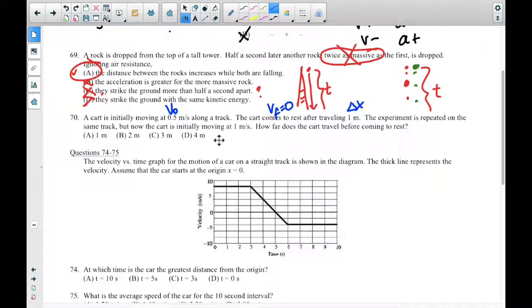Let's utilize the equation: final velocity squared is equal to initial velocity squared plus 2a delta x.